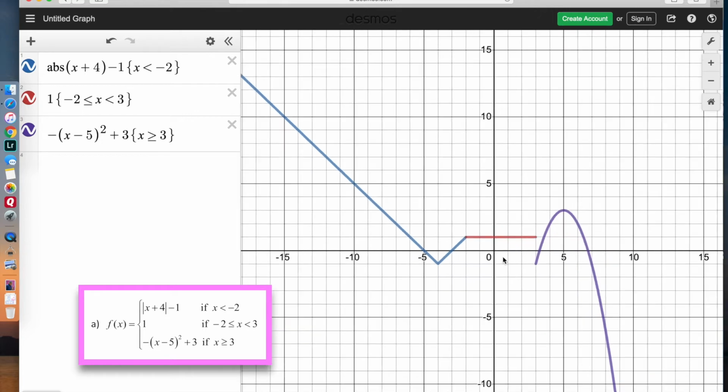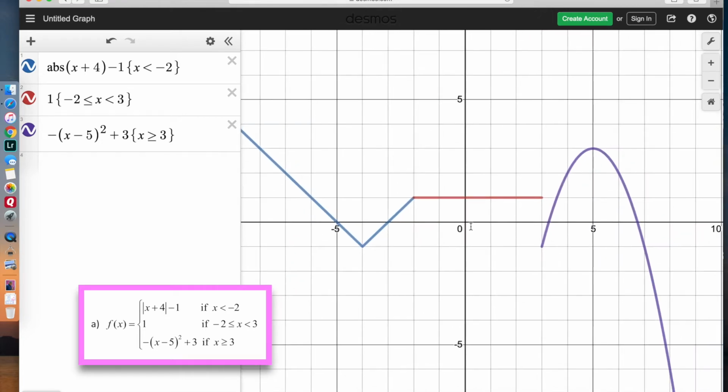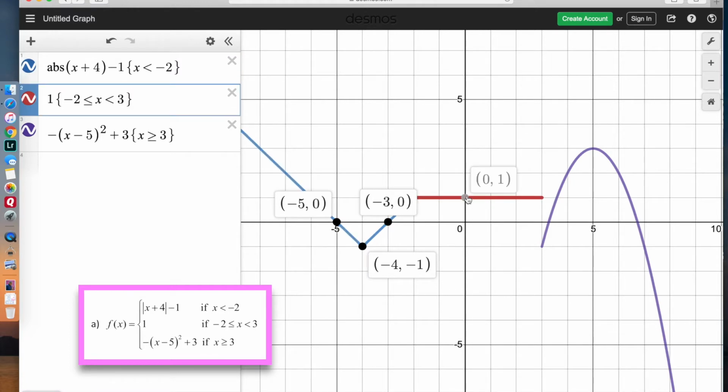And so that is what your graph should look like. And then what I would do to help me draw this is I would just say, okay, well, it looks like I have a point at -7, +2, and then -6, +1, and there's a point at -5, 0, -4, -1, -3, 0. The constant here is at y equals 1.